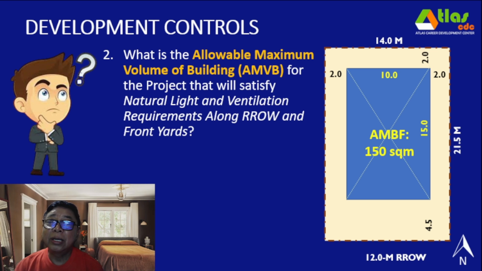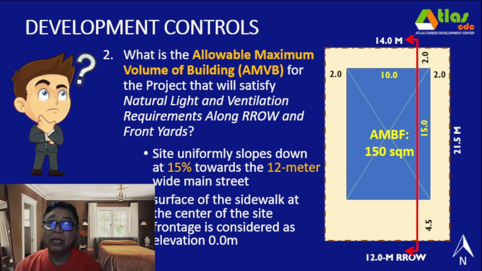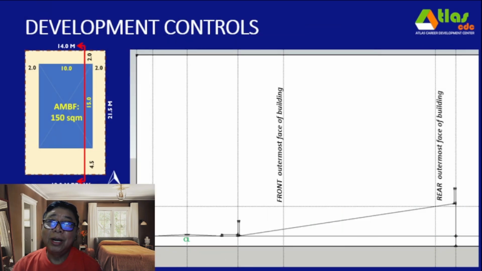And this problem will have this additional information that the site uniformly slopes down at 15% towards the 12-meter wide main street, and that the surface of the sidewalk at the center of the site frontage is considered as elevation 0. So let us draw a section of that site. So we have the road at 12 meters and the sloping site at 15%. So we draw from the center line of the road, that is at 6 meters.